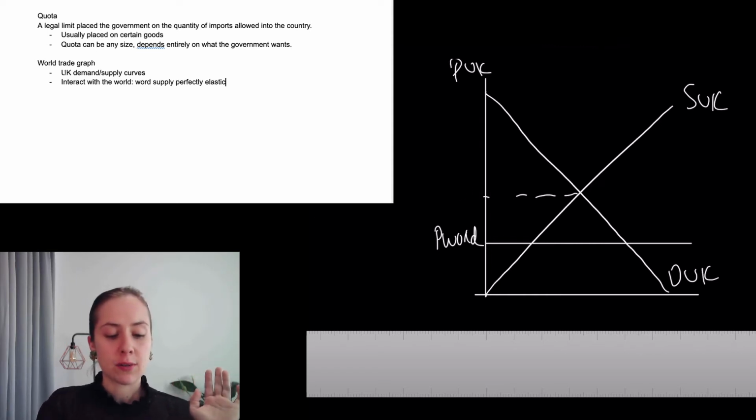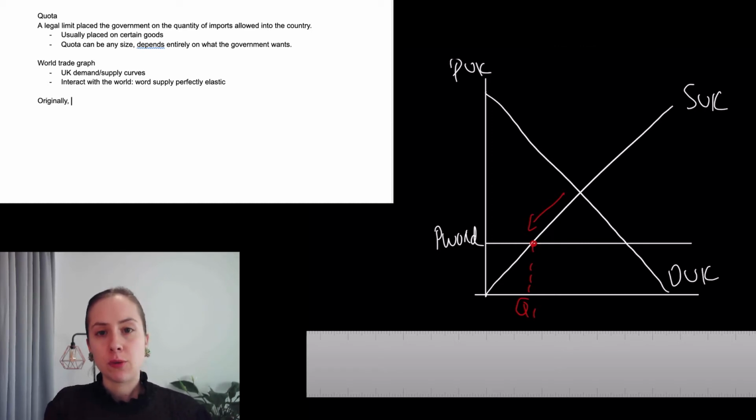And we've discussed how, given this situation where the UK has to sell at P world, that's going to actually contract the supply. It's not very motivating for UK suppliers. They're only going to be able to supply Q1. They lack the motivation, and also the price is so low, it's very difficult for them to cover their costs of production. So originally, before a quota, the UK supplies Q1. It's very little because the price is low. When the price is low, there's low motivation and low ability to cover costs.